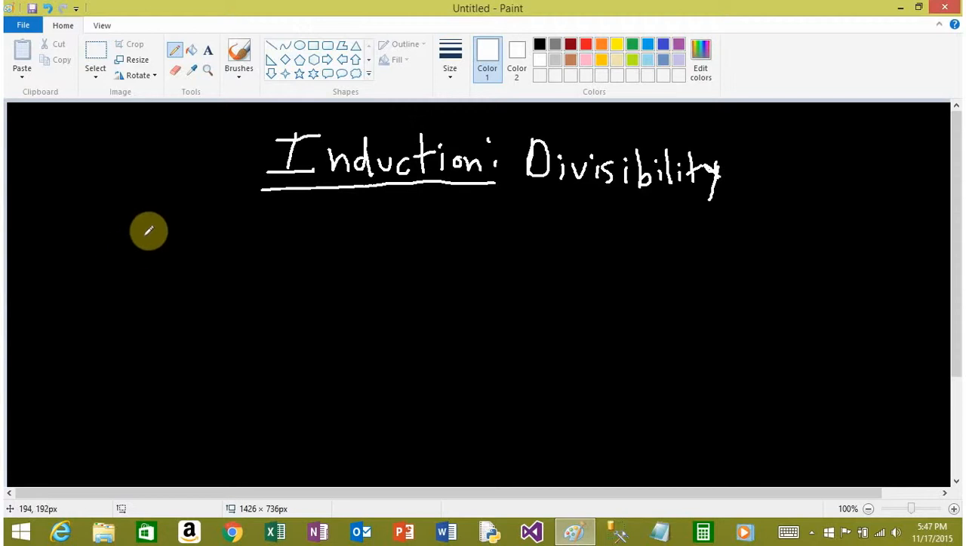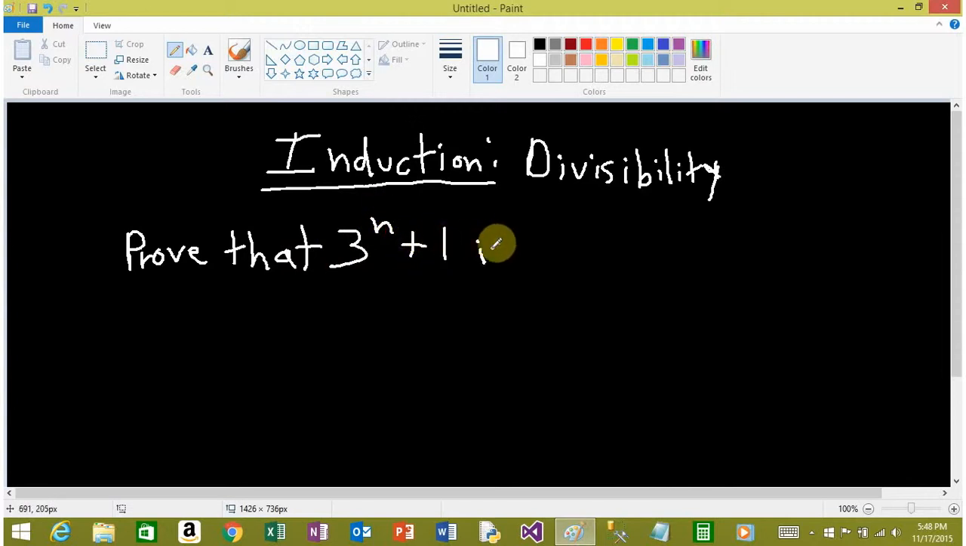So let's say we have this statement. I'm going to prove that 3 to the n plus 1 is even. So we want to show that 3 to the n plus 1 is even, and this is true for any n in the set of the natural numbers.